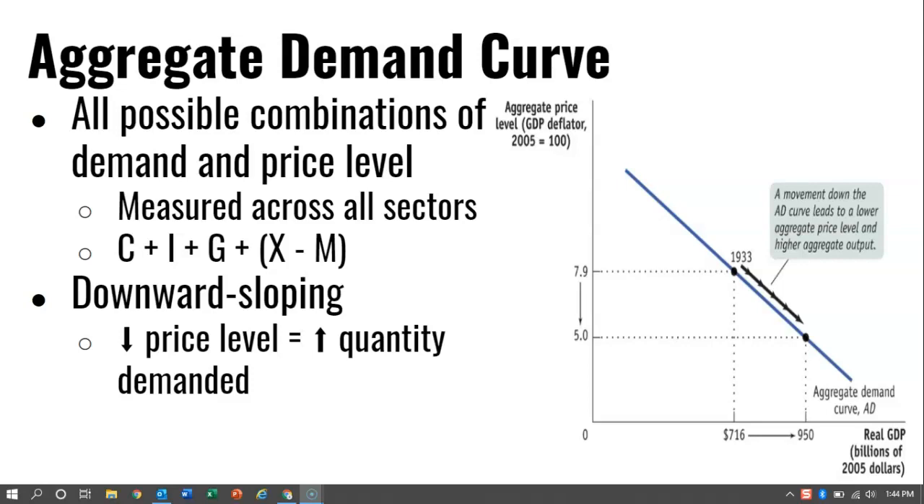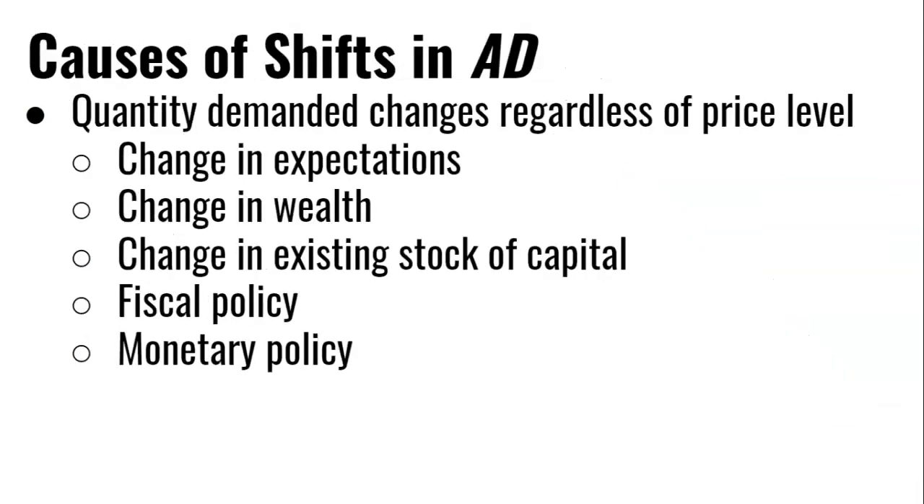We see a shift in aggregate demand when there is a change in the basic presumptions of the economy that go into determining how much real GDP we want at each of the various price levels. So what's causing a shift in demand? Any one of a number of things. It could be a change in our expectations about the future. It could be a change in our overall wealth. It could be a change in the existing stock of capital goods, or it could be government policy, both fiscal and monetary, which we'll talk about here in just a second.